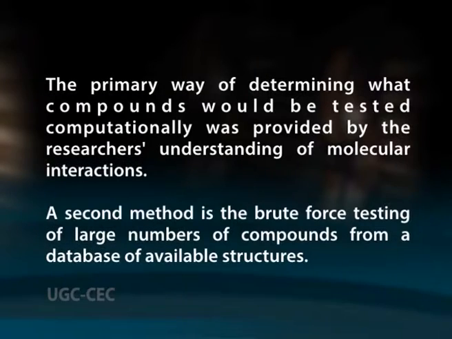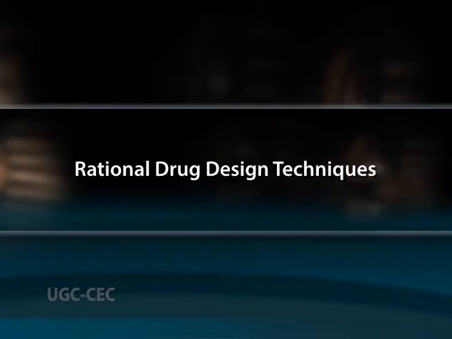Traditionally, the primary way of determining what compounds would be tested computationally was provided by the researcher's understanding of molecular interactions. A second method is the brute force testing of a large number of compounds from a database of available structures. Rational drug design techniques attempt to reproduce the researcher's understanding of how to choose likely compounds, built into a software package that is capable of modeling a very large number of compounds in an automated way.